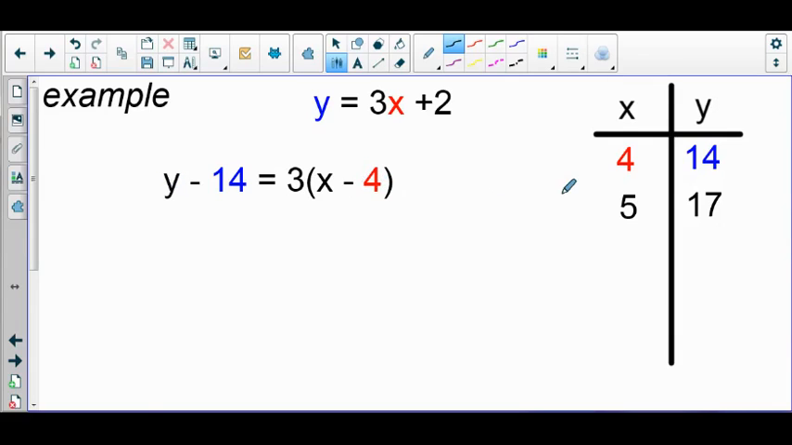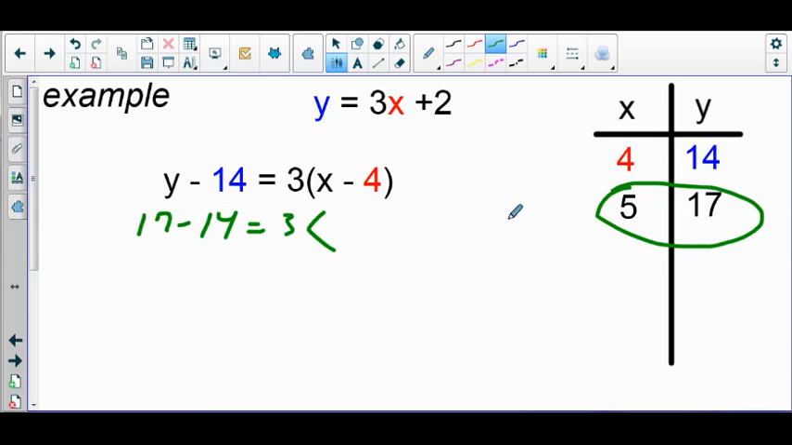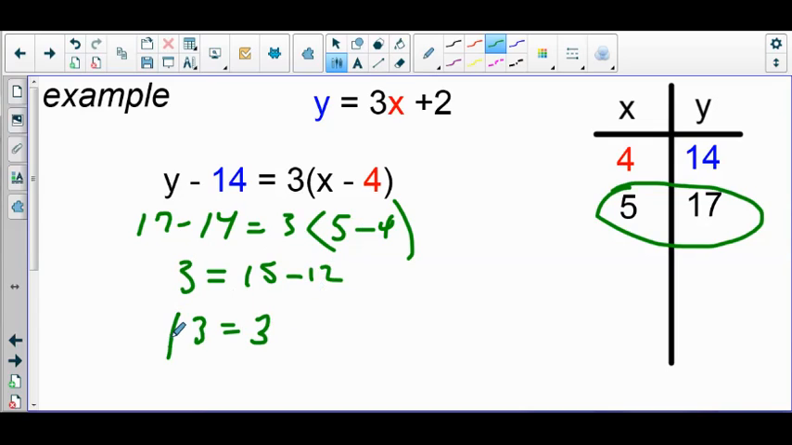I'm going to show you that this works by picking this point right here. I could plug any point on this line in here and make this work. So at this point, y is 17 and x is 5. Okay, so 17 minus 14 is 3. Using distributive property, 3 times 5 is 15, 3 times negative 4 is negative 12. And what is 15 minus 12? Pretty sure it's 3. So as you can see, it does work, and it will work anywhere along this line.